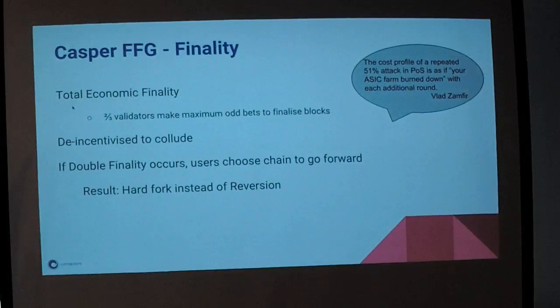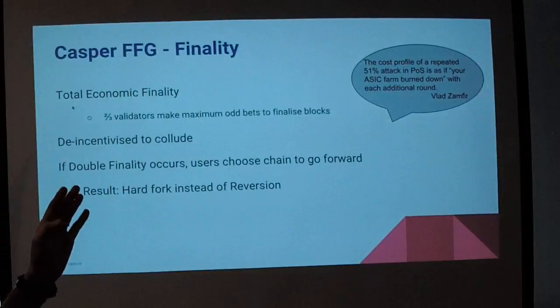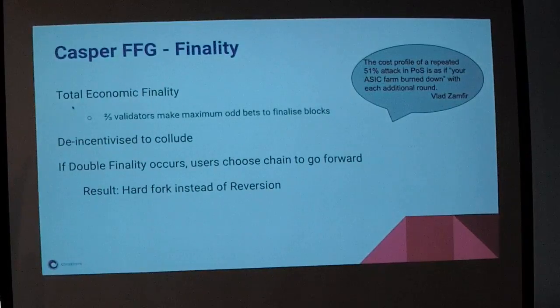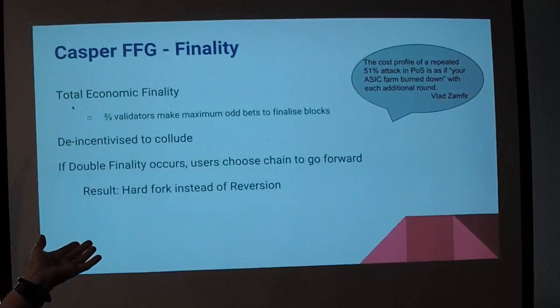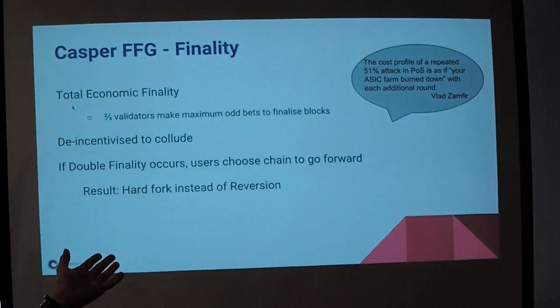Right? As Vlad put it, I particularly like that comment. 51% attack is the big known problem within proof of work. What Vlad basically said is proof of stake and slashing is the equivalent of every time you get caught out, you burn your ASIC down and start again. Not really fundamentally a good idea.